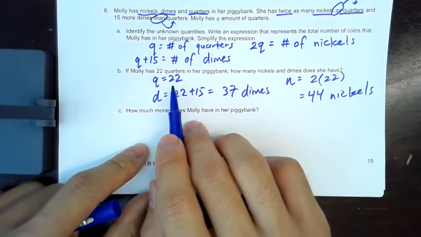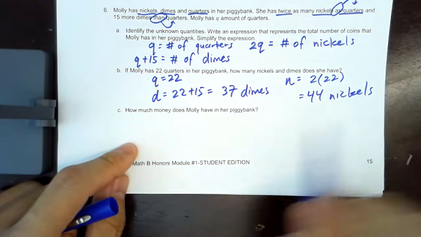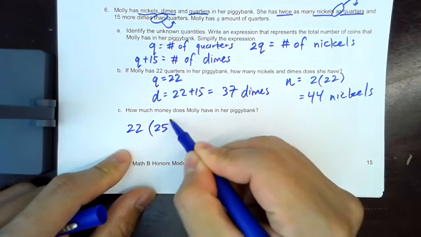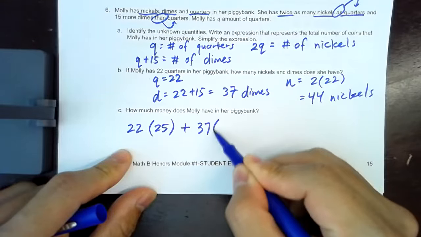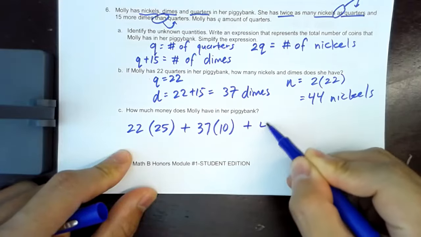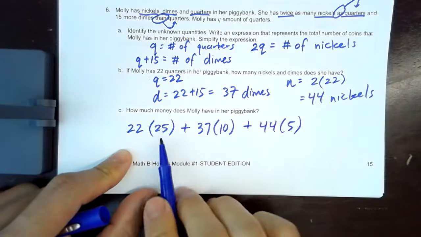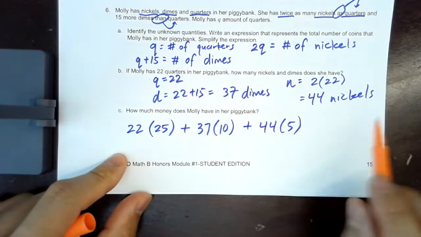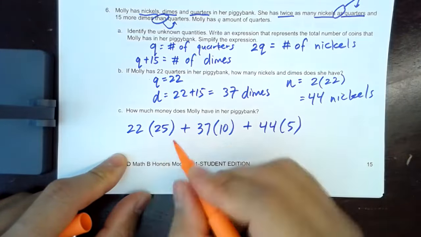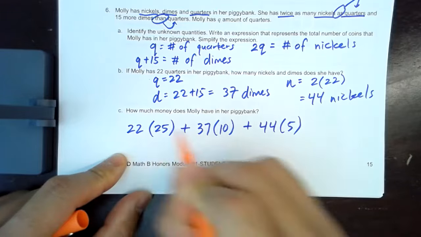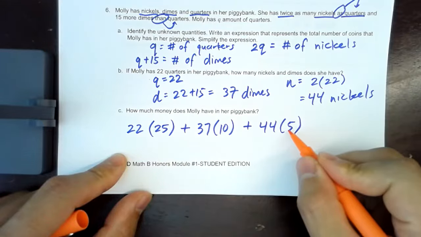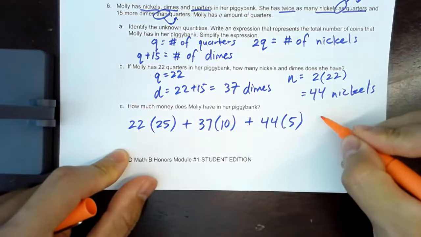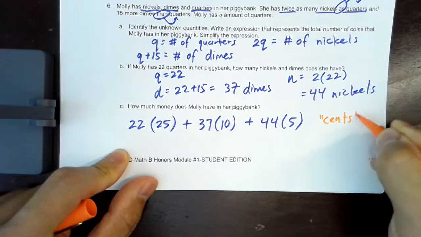Well, this is where you're going to have to do some calculation. You're going to realize that she has 22 quarters. So 22 times 25 plus 37 times 10 plus 44 times 5. And notice how I kept things as a whole cent value. When you get your final answer, you have to realize that your answer is in cents. If you do want to put a decimal point as a 0.25, a 0.10, and a 0.05, you can. But I actually think that this is easier if you keep things in cents and then obviously convert at the end.